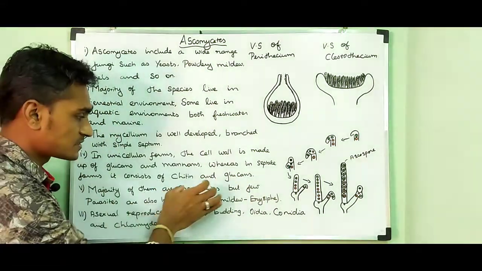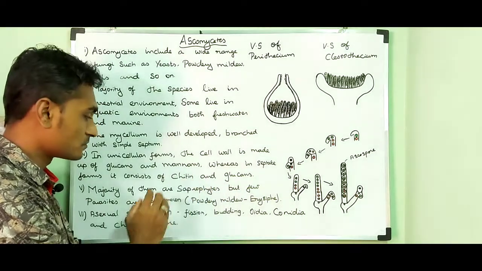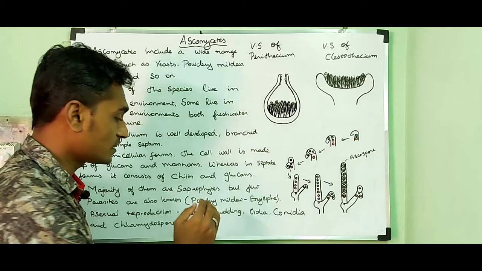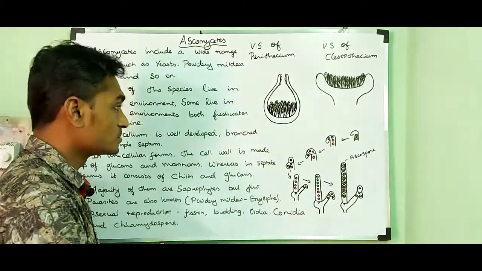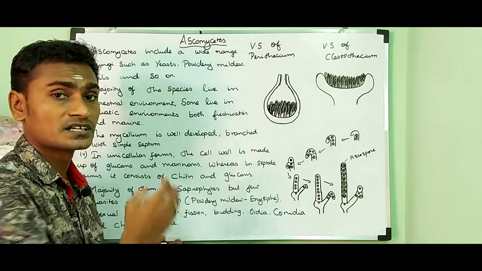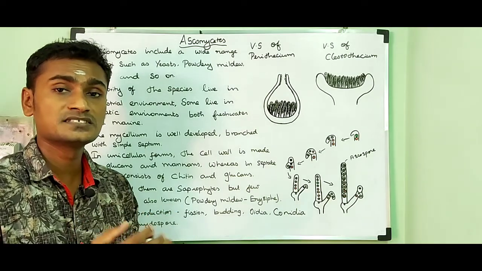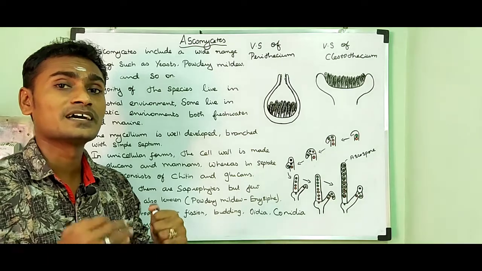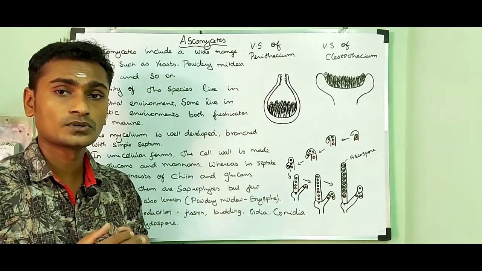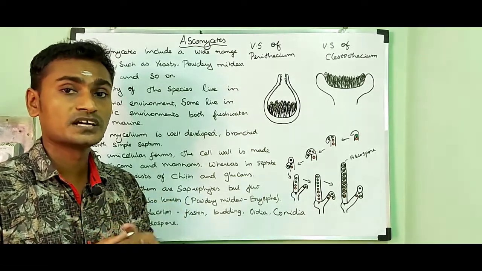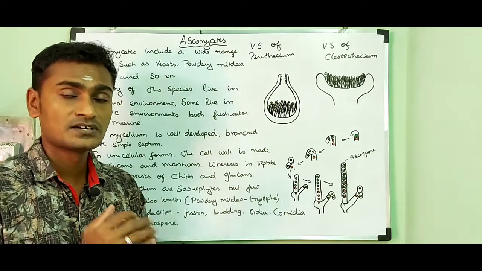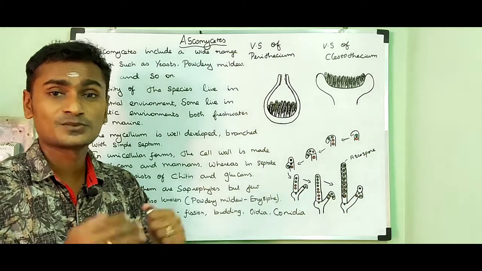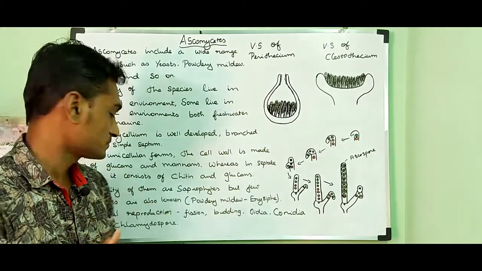The majority of them are saprophytes, but a few of them are parasites. For example, Erysiphe is a fungus which can cause the disease powdery mildew. So the fungi which belong to the class Ascomycetes can cause disease in plants and animals. Then some of the fungi can live or grow on cow dung. Those fungi are called coprophilous fungi. Example, Pyronema. Pyronema is otherwise called cup fungi.